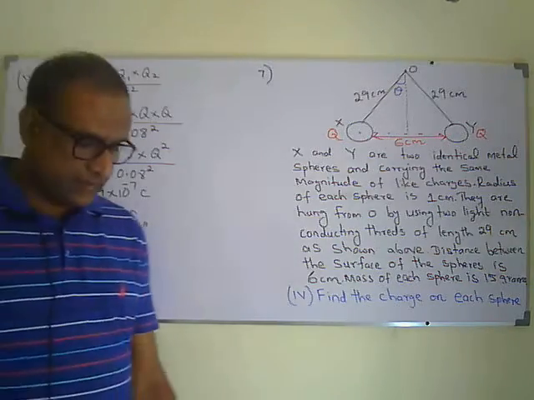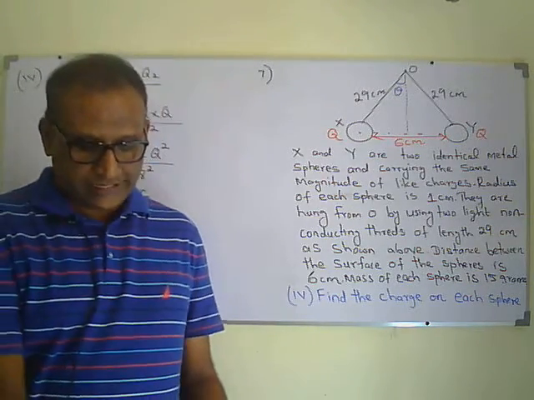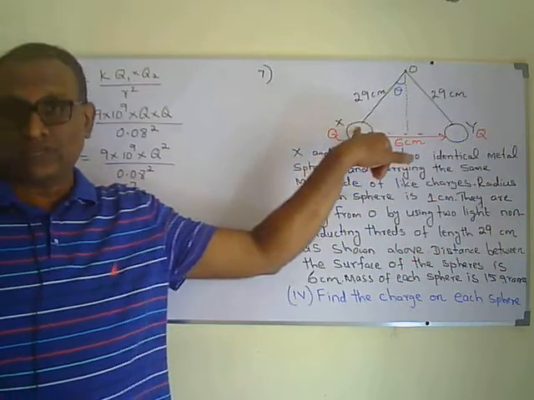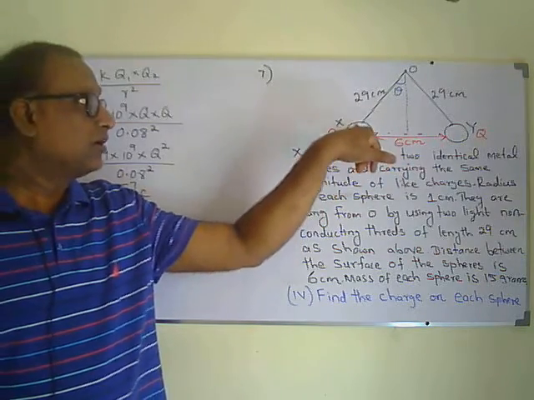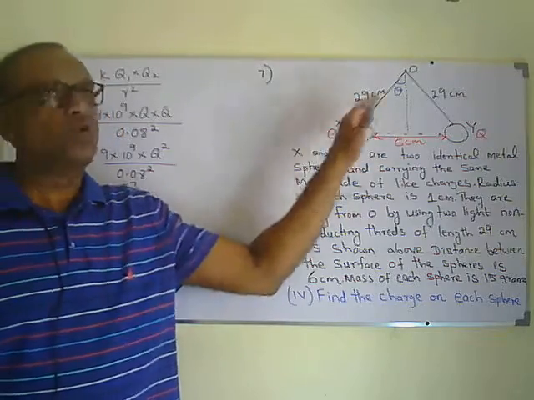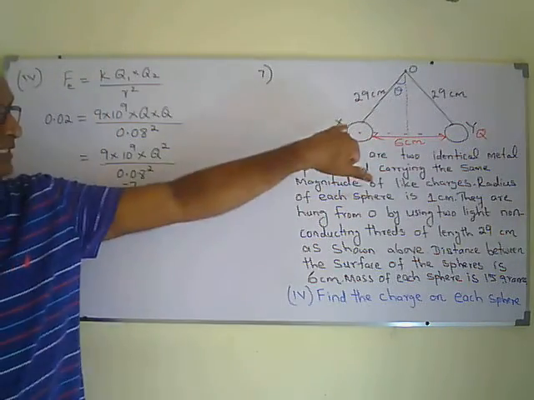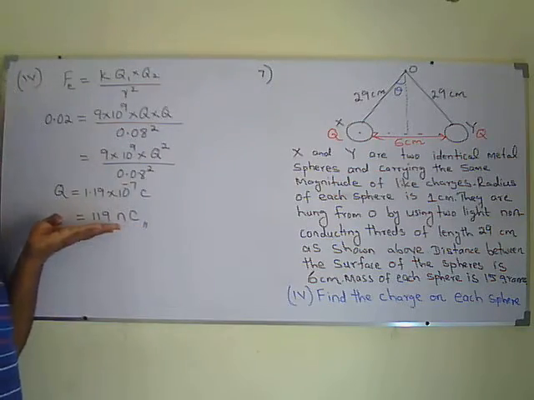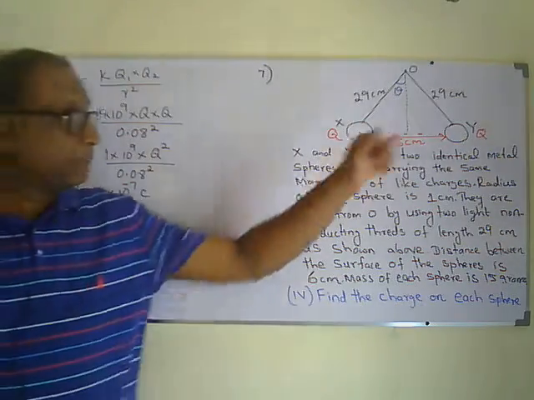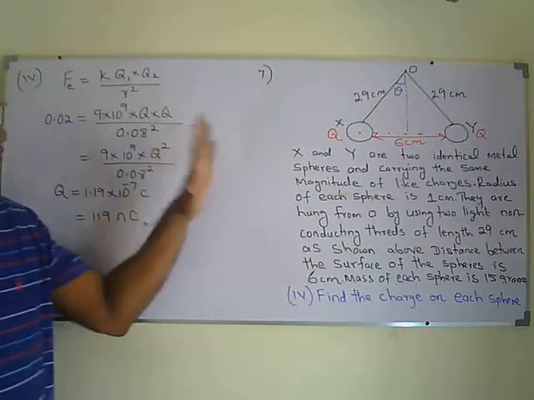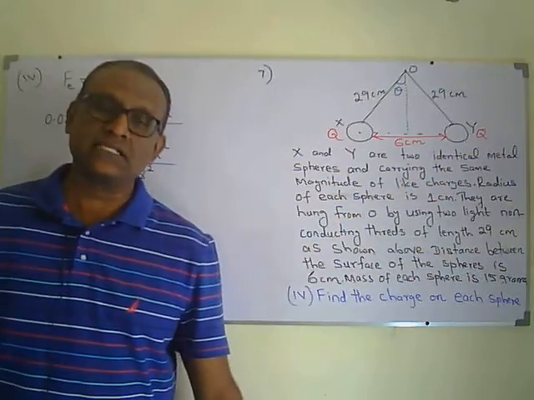Okay, now I can ask an explaining type question. If I add more charge to only one of the spheres, say for example sphere X, where now both are carrying 119 nanocoulomb, and I make the charge of X something like 150 nanocoulomb, keeping the charge of Y the same at 119 nanocoulomb, what will happen to the position of the spheres?